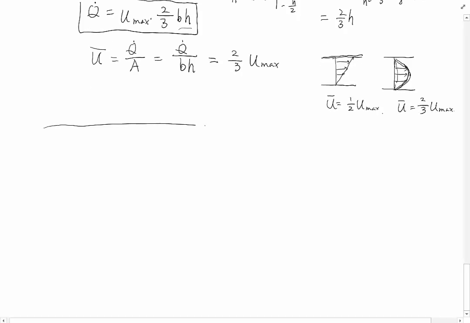We can make this a little bit more complicated. Before, what we studied is the cross-section of a rectangle, the infinitely long, infinitely wide space between two parallel plates. And now let's look at the circular pipe.